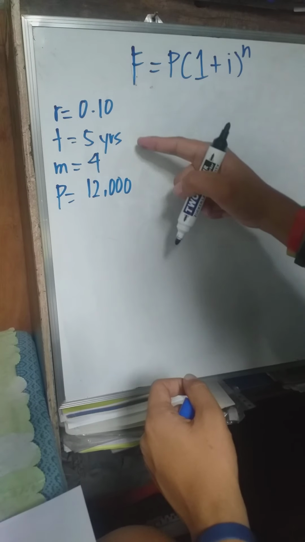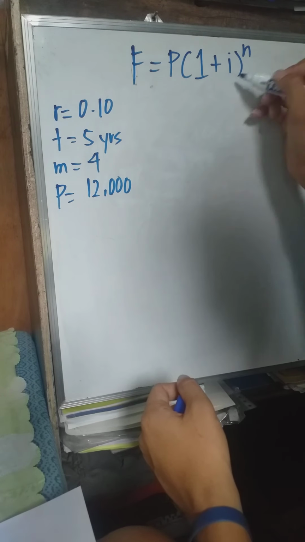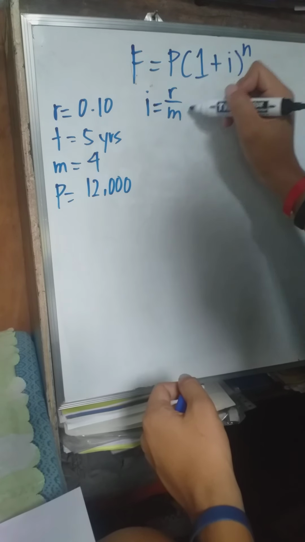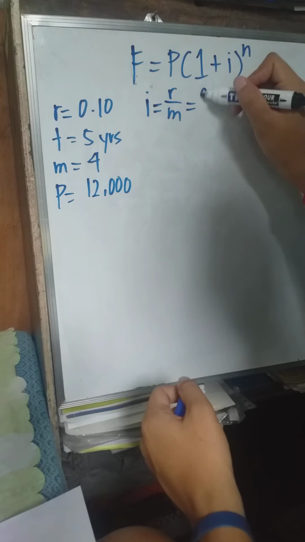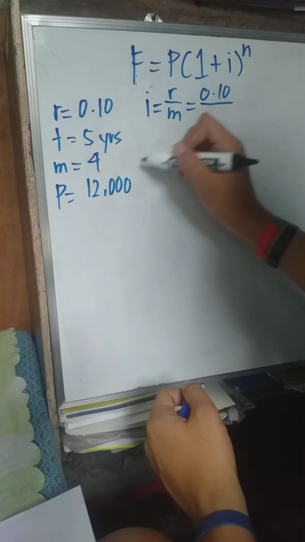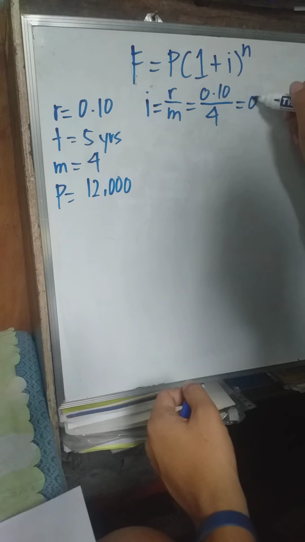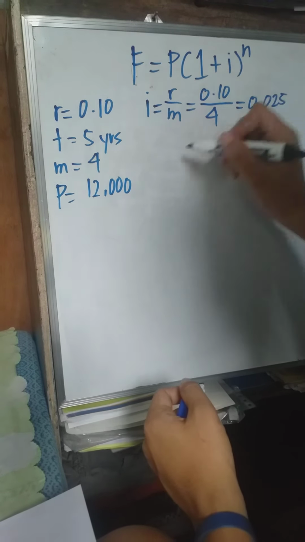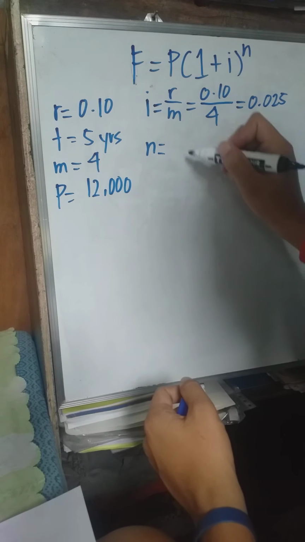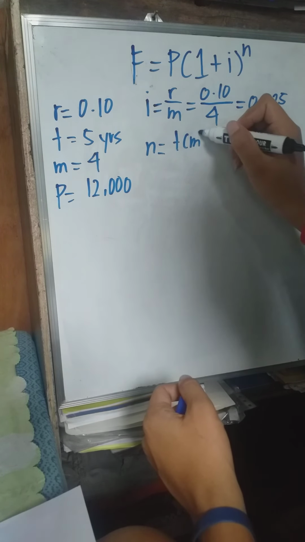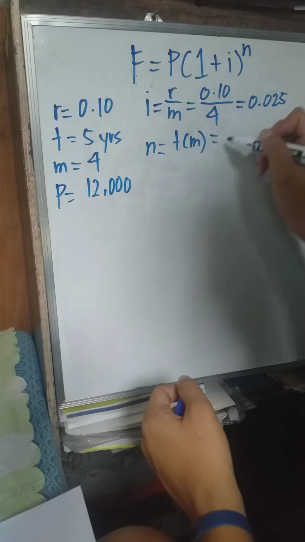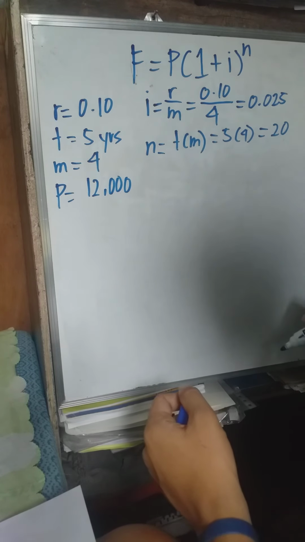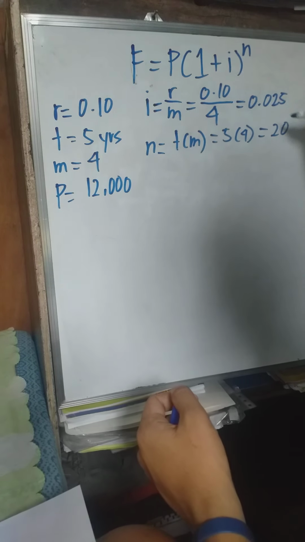So, based sa given na to, mahanap natin yung value ng I. To compute I is equal to R divided by M, or 0.10 divided by 4 is equal to 0.025. So, nahanap natin yung value ng I. Next is value ng N is T times M. So, T is 5, M is 4. So, 5 times 4 is 20. So, nahanap natin ang value ng I and N.